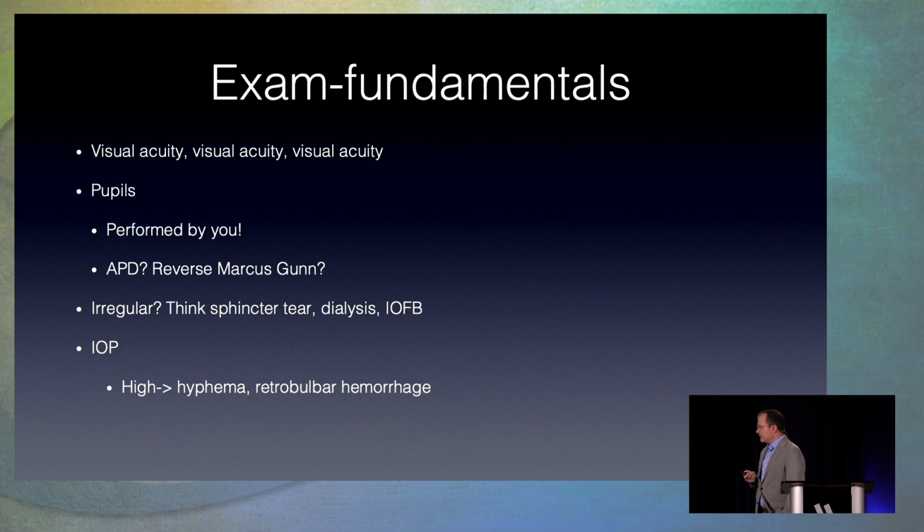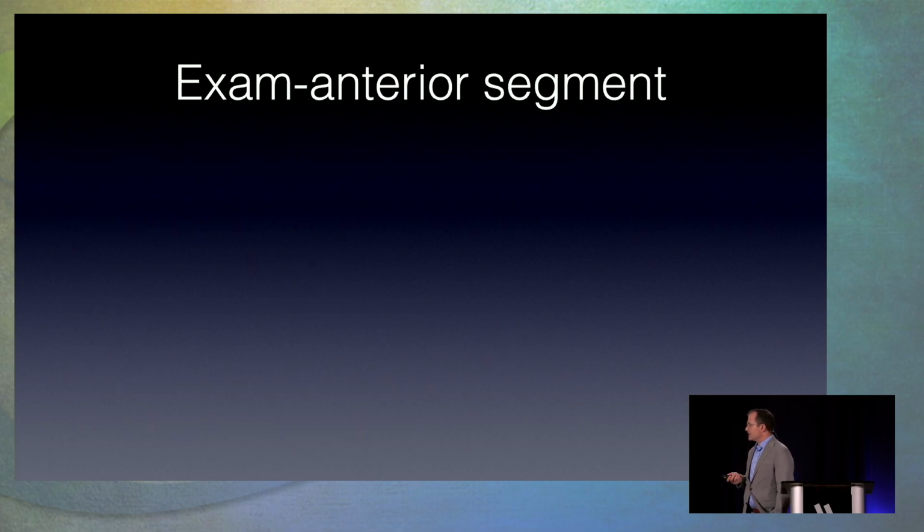So again, APD is super important, and of course, we should remember that if the pupil is traumatized, the other pupil can help you assess if there's an APD via reverse Marcus Gunn testing. And then the IOP, is it too high? Is it too low? High pressures, you can see that in hyphema, retrobulbar hemorrhage. Low pressures, you should think about a ruptured globe or traumatic iritis or things of that nature.